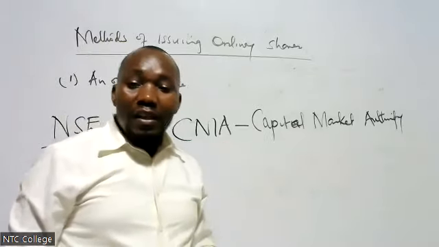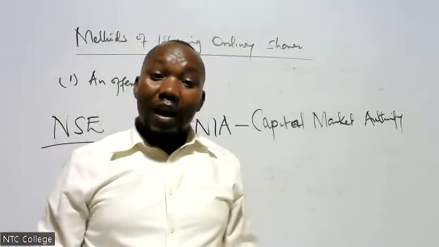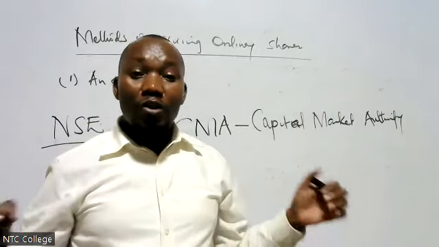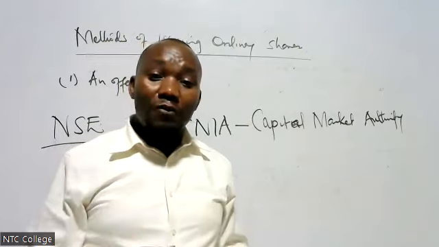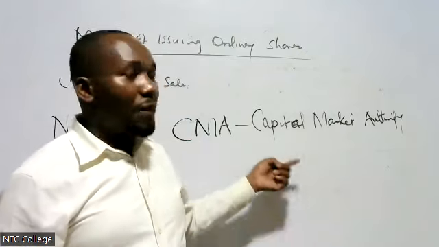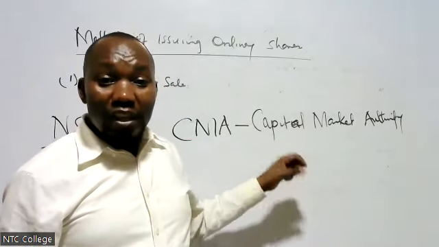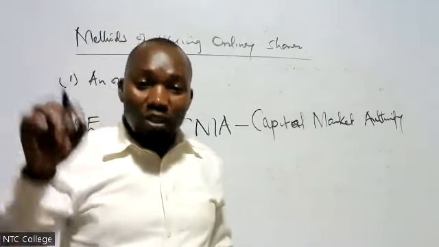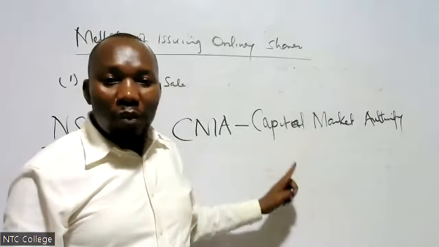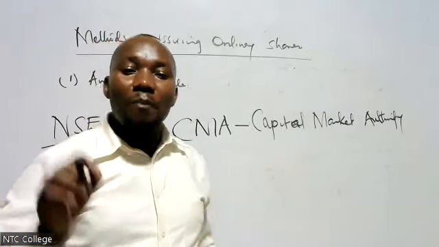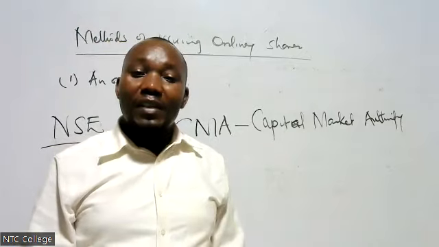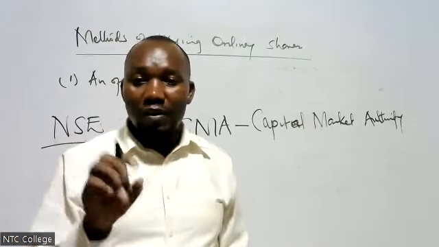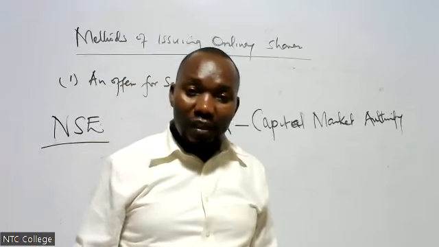Capital market is where shares and bonds are traded for a longer period. When you want to buy something and hold it for a longer period, you go to capital market. If it is a shorter period, you don't call it capital market. You call it money market. So money market is where securities are traded for a shorter period. Those are two markets that you need to understand.